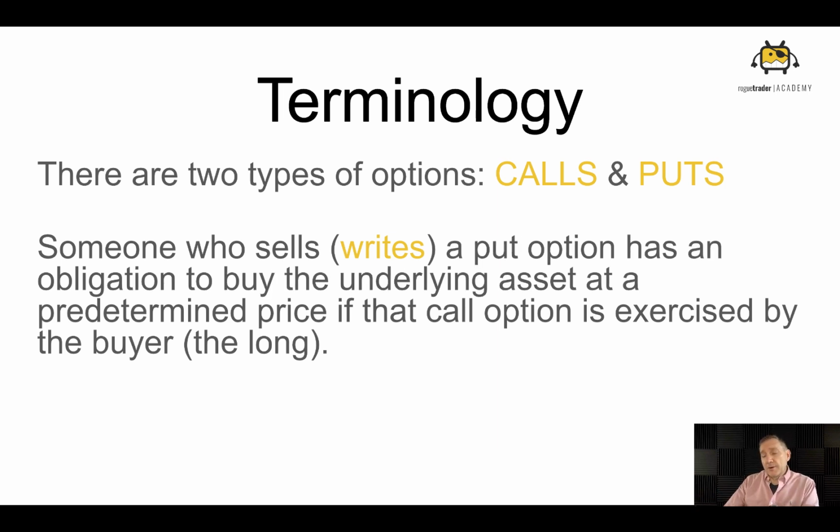On the other side of the coin, someone who sells or writes a put option has the obligation to buy the underlying asset at that predetermined strike price. If, of course, the option is being exercised by the person who bought it, who's in control. The person who bought that put is in control. If they exercise it, well, the one who sold it has that obligation to buy it.